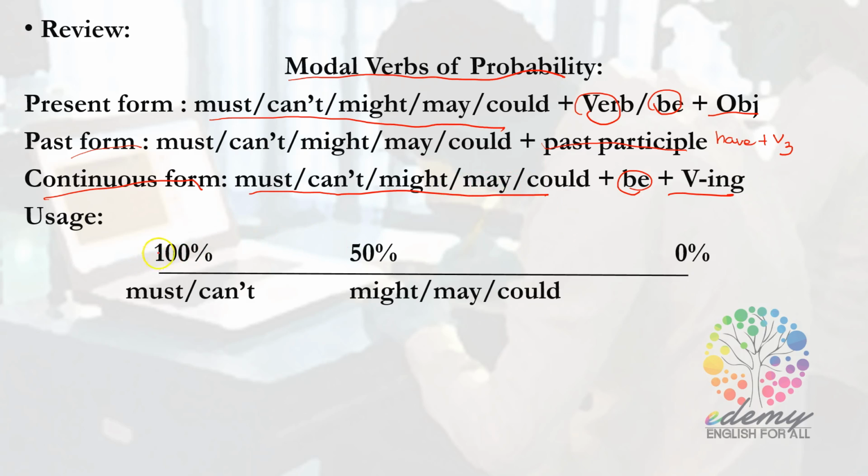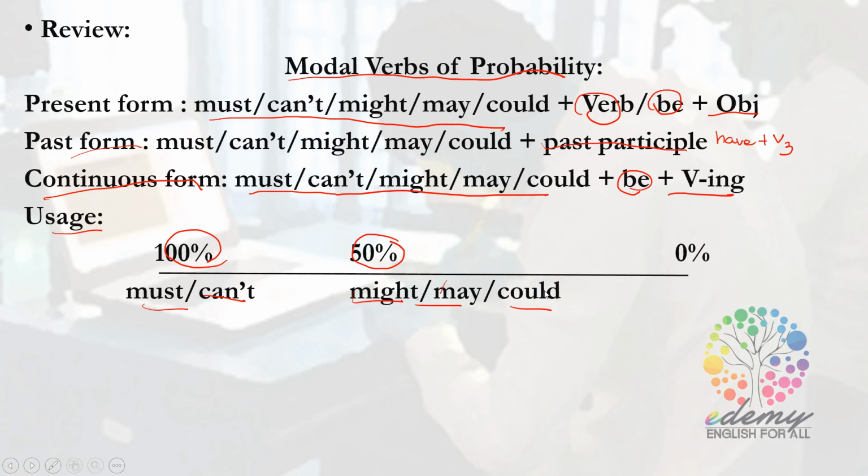Okay, what about the usage of modal verbs of probability? For the usage, when we are 100% sure that something happens or cannot happen, we use must and can. But if we are only 50% sure that it happened or it doesn't happen, we use might, we use may, or we use could. Okay, here is all about the review.